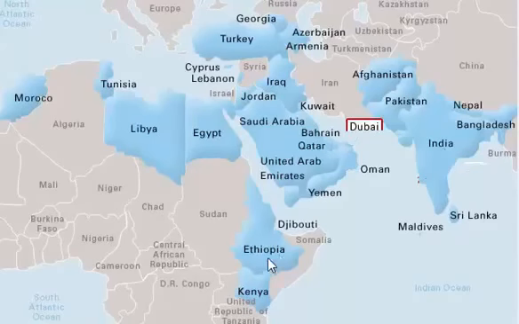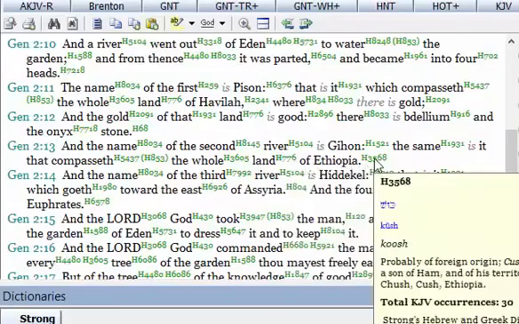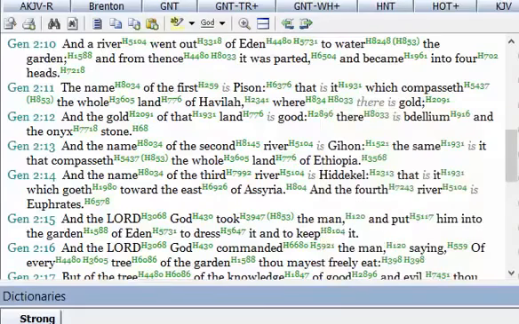because when you go back into the actual Hebrew of Genesis the 2nd chapter, where it speaks about the Gihon River and the land of Ethiopia, the word there in the Hebrew is Kawash, or Cush, which is the land of so-called Africa.